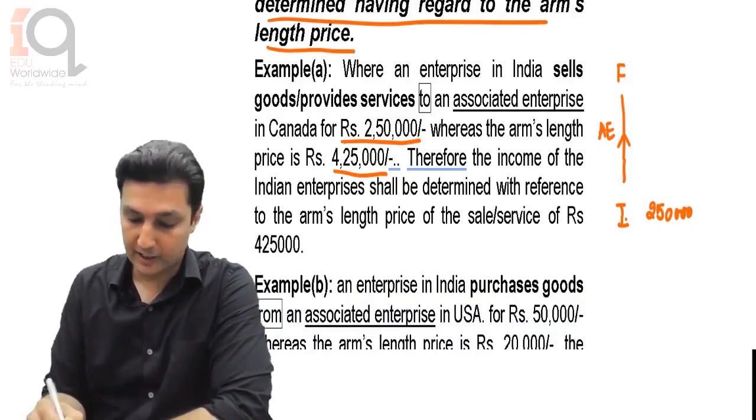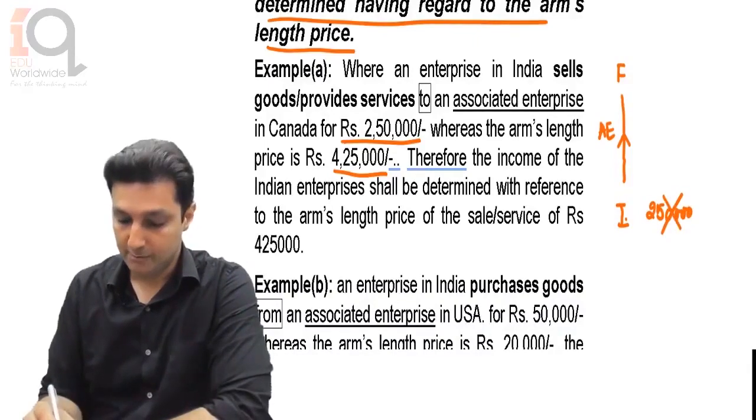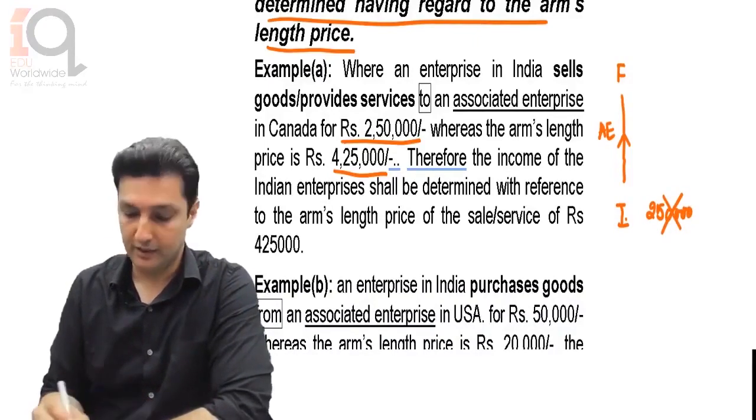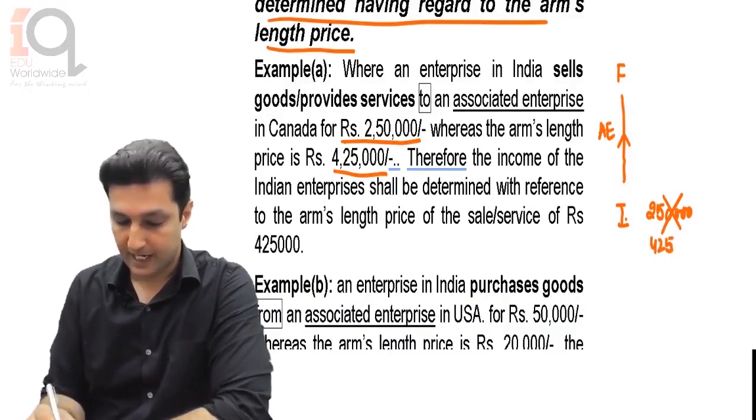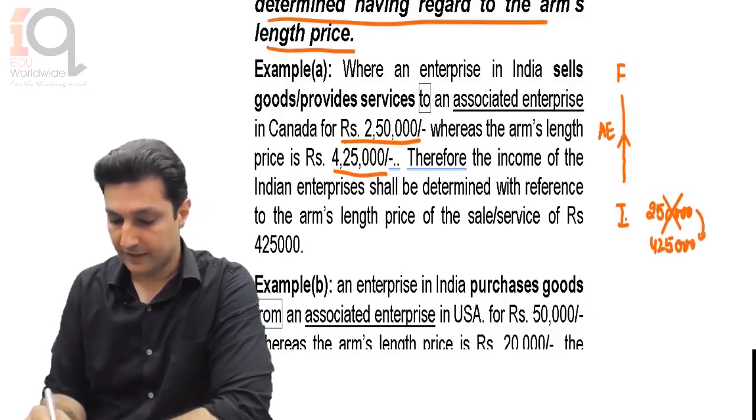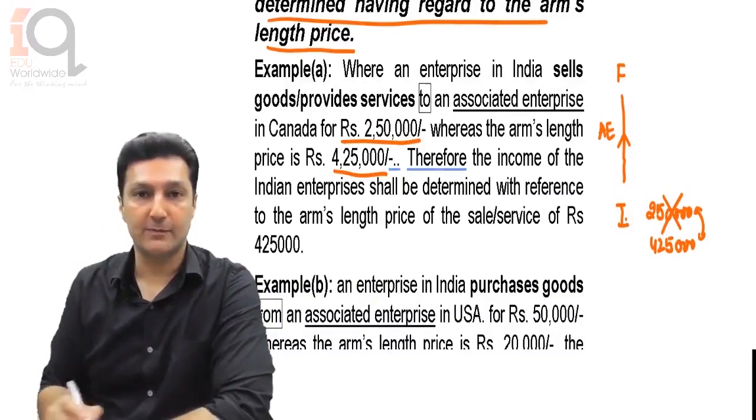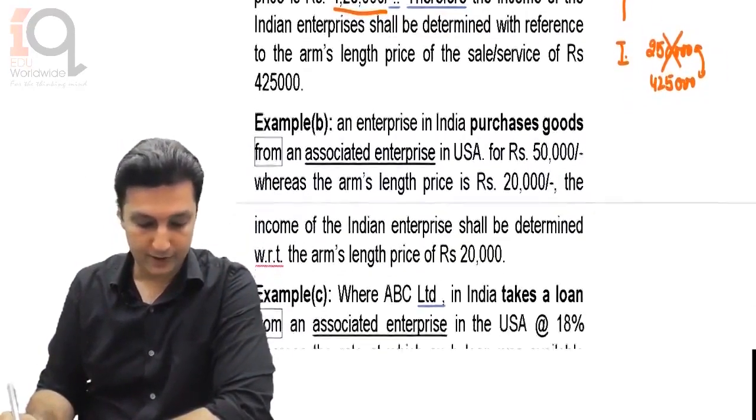Therefore, the income of the Indian enterprise will now be computed by taking not 250 but 425 as the selling price, and this difference will now be taxed as per section 92 and 92C.